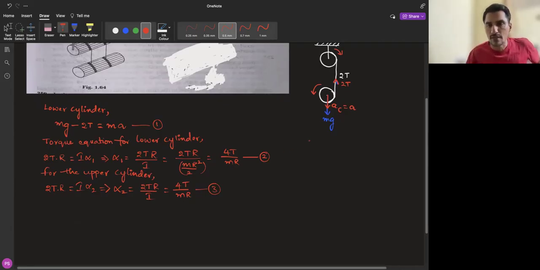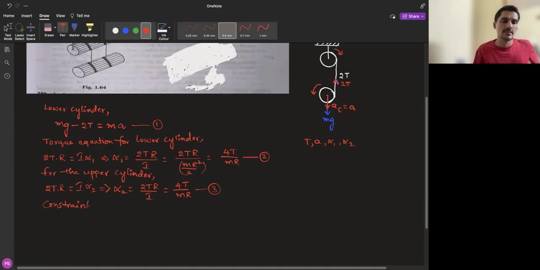There are 4 unknown variables. What are they? Tensional force we don't know. Am I right or not? Acceleration we don't know. Alpha 1 we don't know. Alpha 2 we don't know. But we have got only 3 equations. From where do we get that another equation? This is the constraint relation.